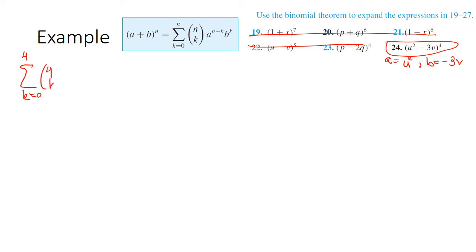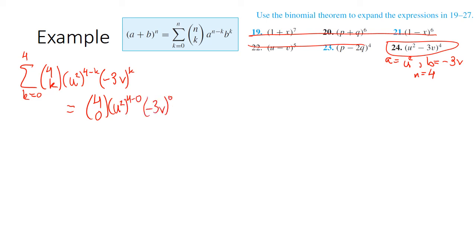Okay, so this is going to be 4 choose k, and then we're going to have u squared to the n minus k. Oops, I'm doing the n's again. This should be 4 minus k, because n is 4. Okay, and then negative 3v to the k. Alright, so let's write out these terms. Oops, my pen stopped working. Okay, so this is 4 choose 0, and then u squared to the 4 minus 0, negative 3v to the 0, plus 4 choose 1, u squared to the 4 minus 1, negative 3v to the 1, then k equals 2.